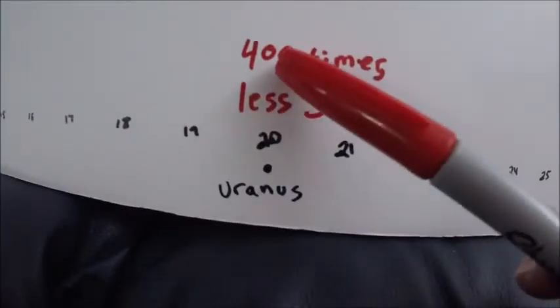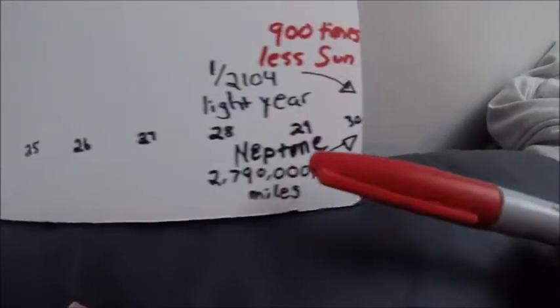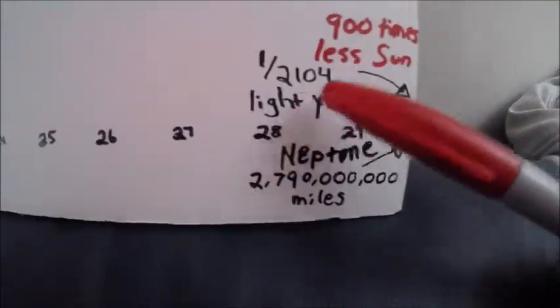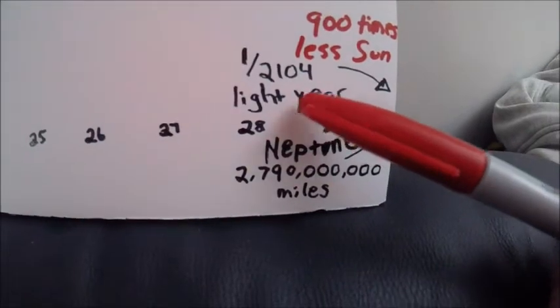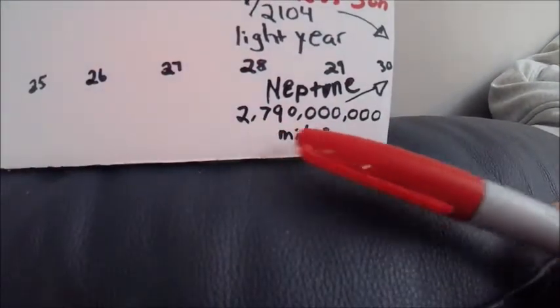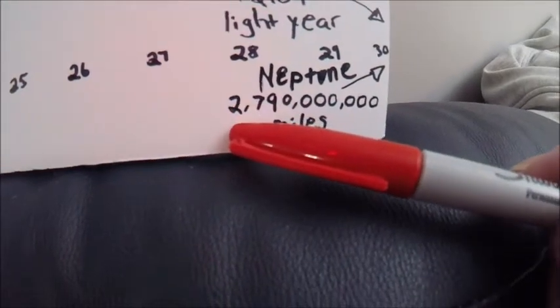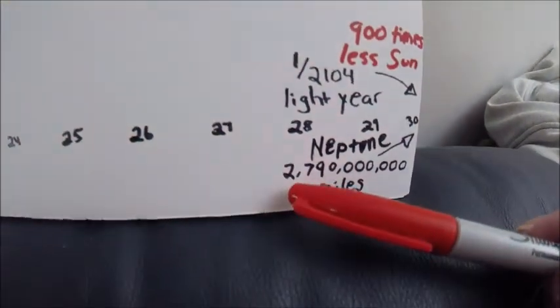How about 20 astronomical units? That's Uranus, 400 times less Sun. Neptune, 30 astronomical units, 900 times less Sun, 1/2000th of a light year, 2.8 billion miles with a B. That's just in our solar system.